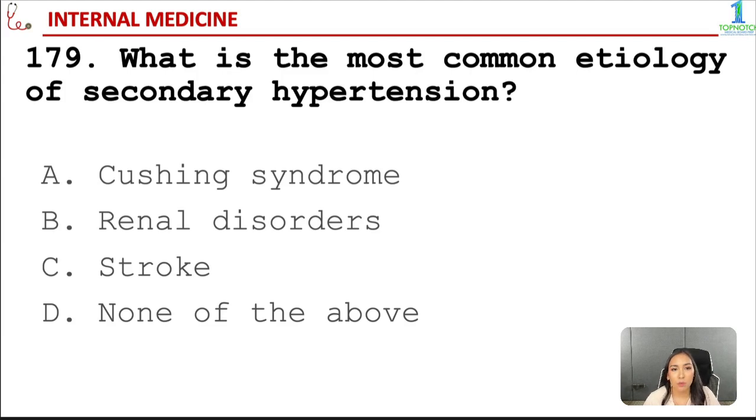179, what is the most common etiology of secondary hypertension? It's actually renal disorders. The way to remember this is physiologically the heart and the kidneys are very much related, very much working together to maintain circulation and blood pressure. So it makes sense that the most common etiology of secondary hypertension is actually the kidney.